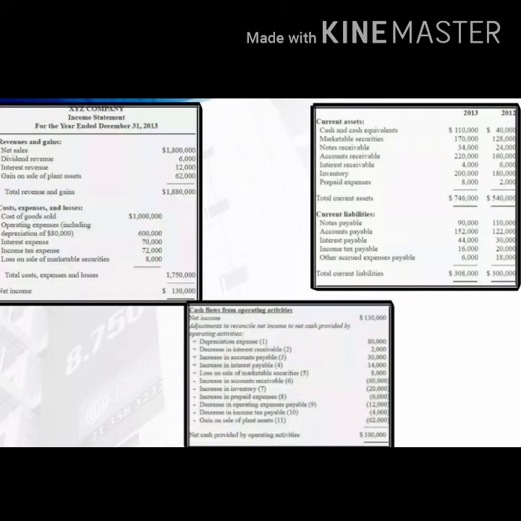minus the increase in prepaid expenses, which is $6,000, minus the decrease in operating expenses payable, which is $12,000, minus the decrease in income tax payable, which is $4,000, and minus the gain on sale of plant assets, which is $62,000. So we have the total net cash provided by operating activities, which is $100,000.